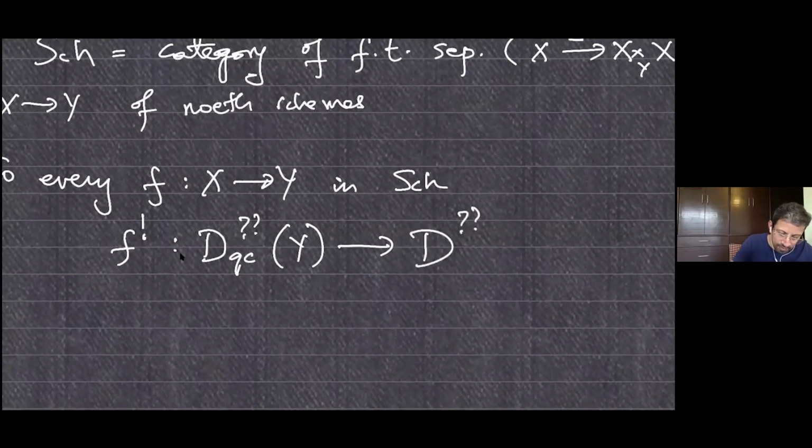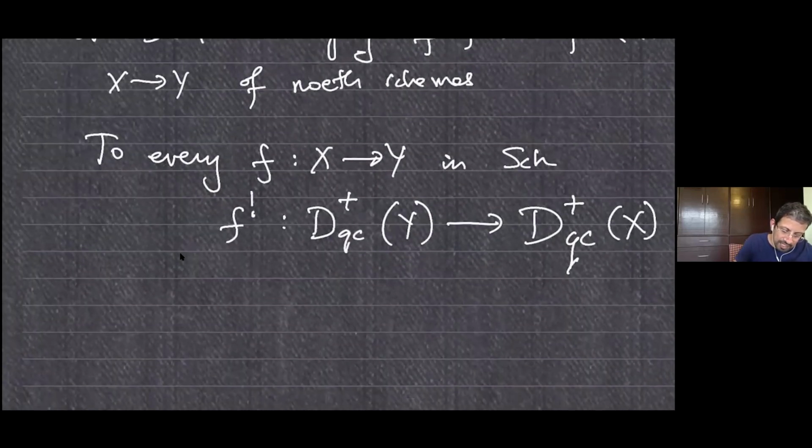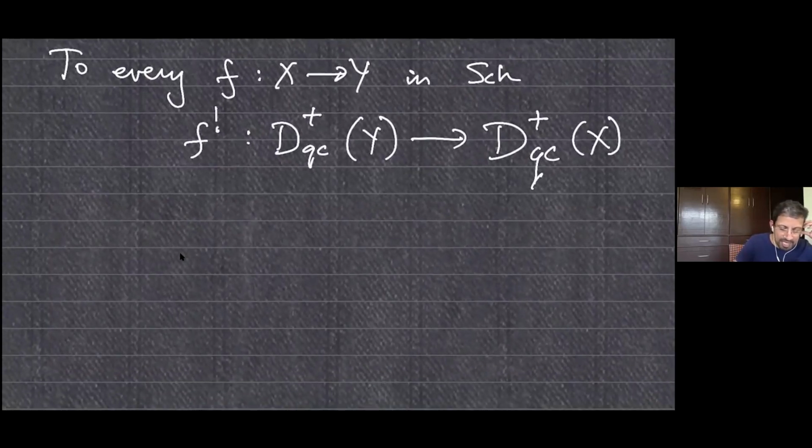So in fact, maybe I should not keep it a secret. We will insist that these be plus. That turns out to work correctly. Plus means, since I use cochain indices, all my indices are on the top and they are increasing as we go to the right. So plus means that they exist in positive degrees, so they are zero in sufficiently negative degrees. I mean the homologies are all zero in sufficiently negative degrees.